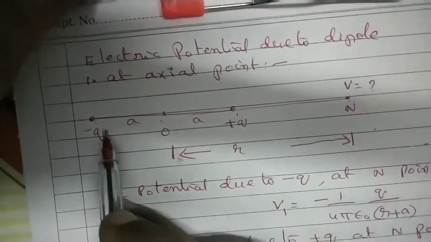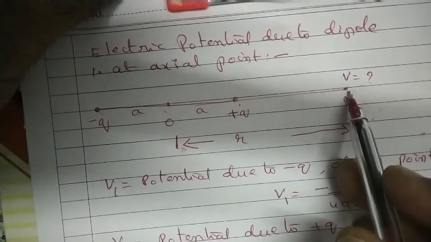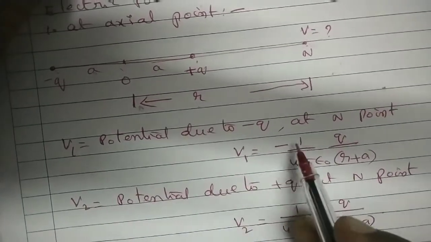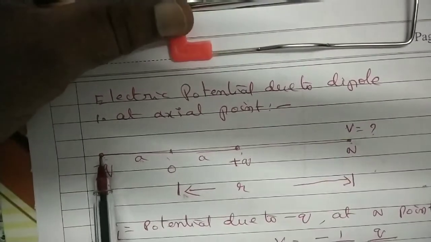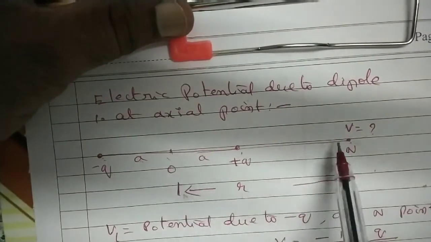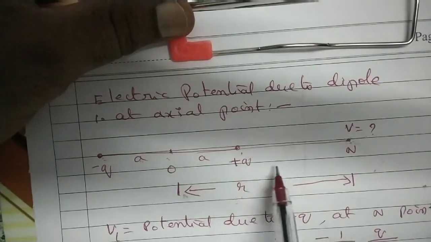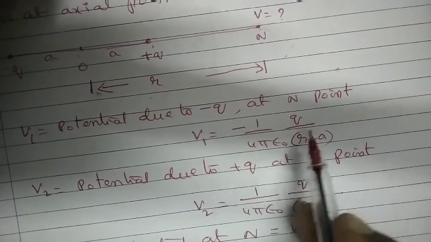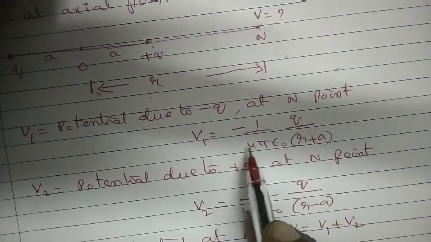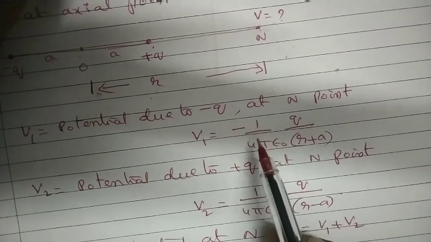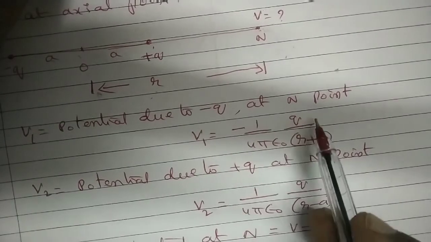Now first, due to the minus q charge, what is the potential? I am calling it V1. That is minus q, so V1 is minus 1 by 4 pi epsilon 0, q by distance. What is the distance from minus q to point n? Center to point n, the distance is r. Minus q to point n, the distance will be r plus a. So the distance we should write below, because you know the formula for potential due to a point charge is 1 by 4 pi epsilon 0, q by distance.